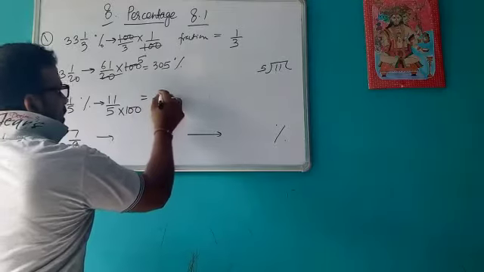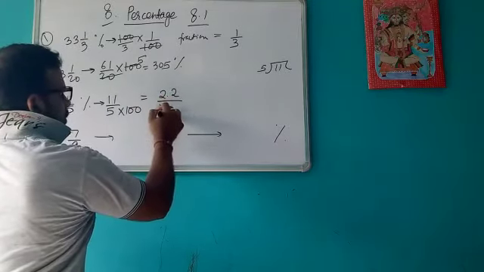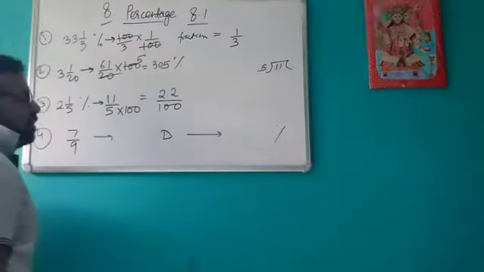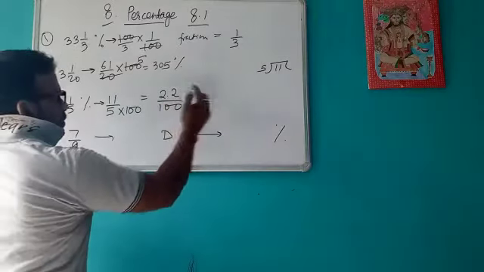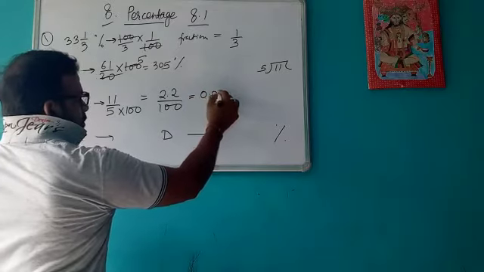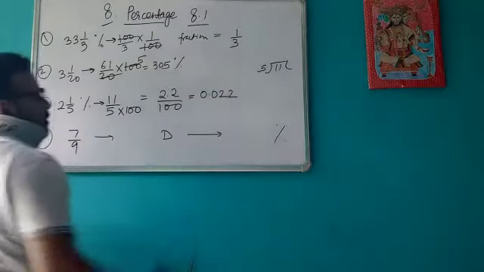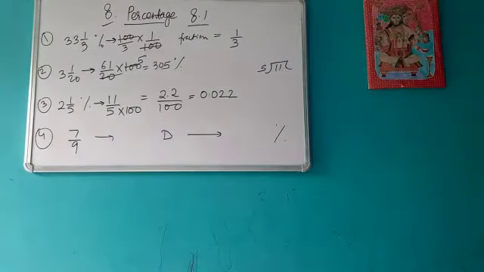So what you will get is 2.2 upon 100. Now you can see two zeros are there, so we will put the decimal point moving two places, and we get 0.022. So this is converted into the decimal.